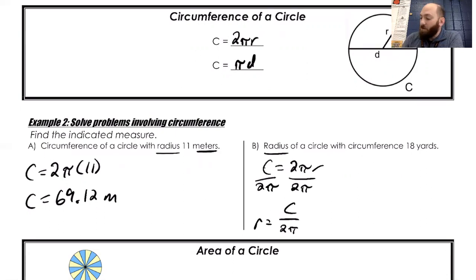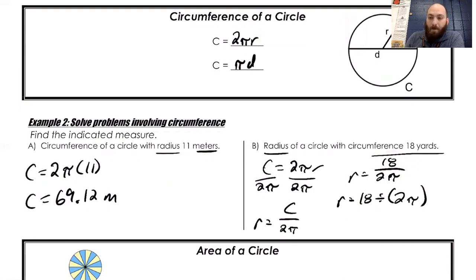So in this scenario, if the circumference is 18, that means my radius is going to equal 18 divided by 2 pi. This is a very easy problem to make mistakes in a calculator. So make sure that you are either doing it in a fraction like this, or make your calculator look like this: 18 divided by parentheses 2 pi. It needs to look like that.